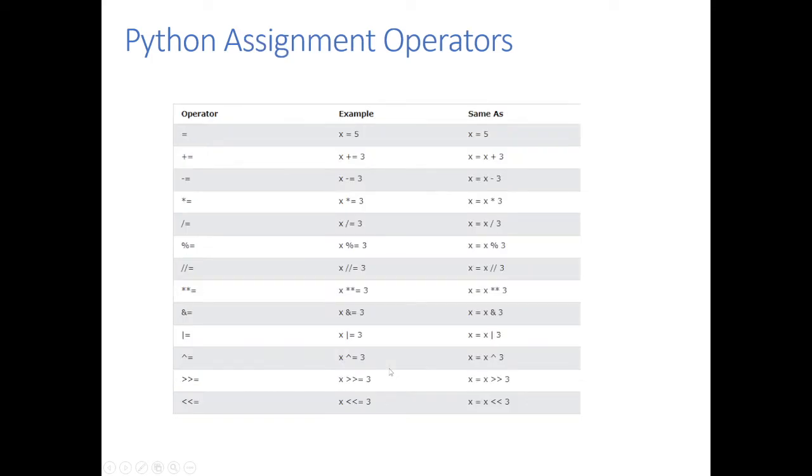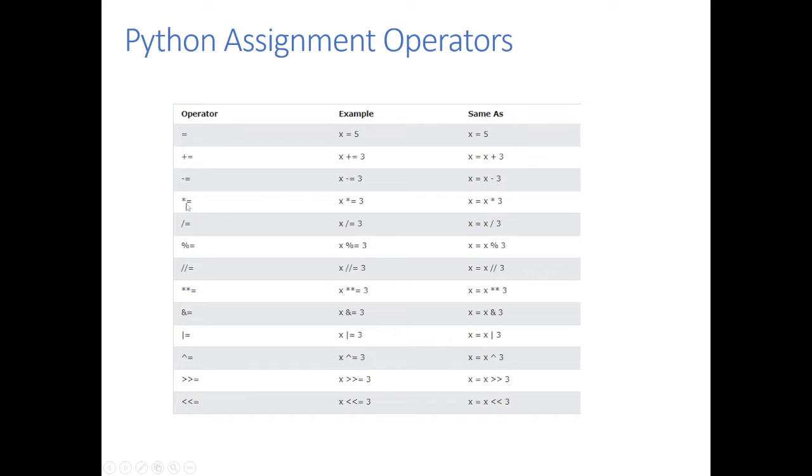Assignment operators. So equal is to assign a value, so x equals 5. Plus equals 3, so x plus equals 3. That's the same as x equals x plus 3. So we add 3 to x, and then the result will be stored in x. So minus equals, so x minus equals 3. That's the same as x equals x minus 3.